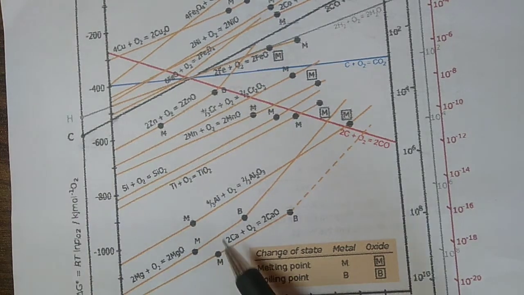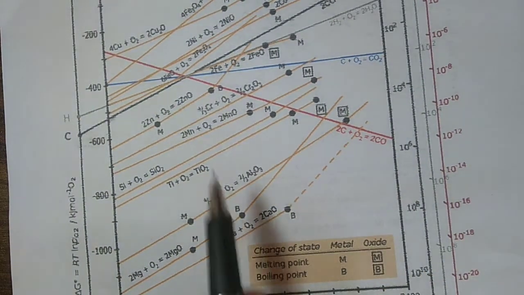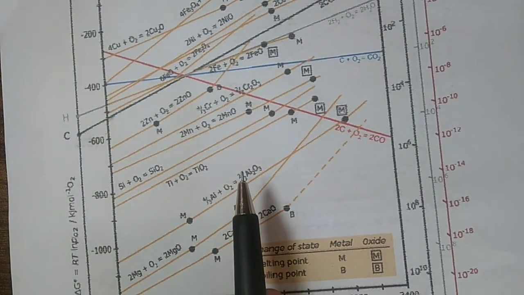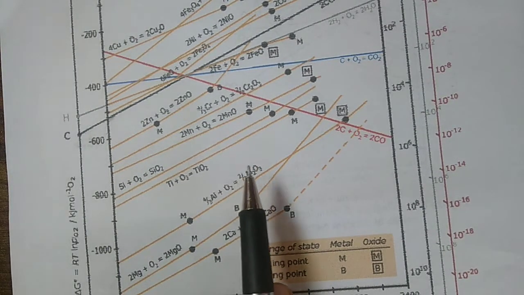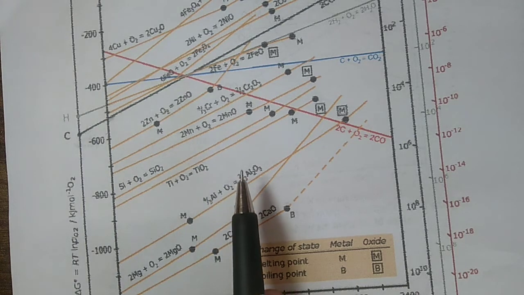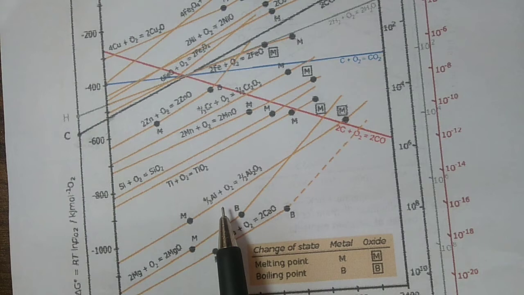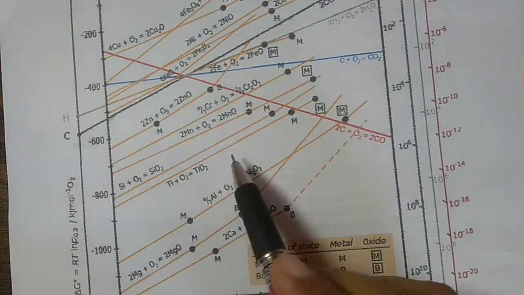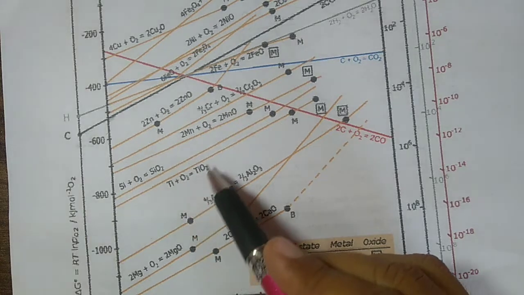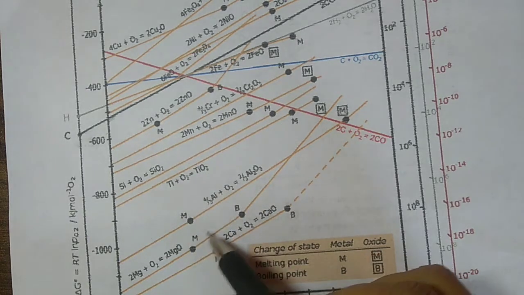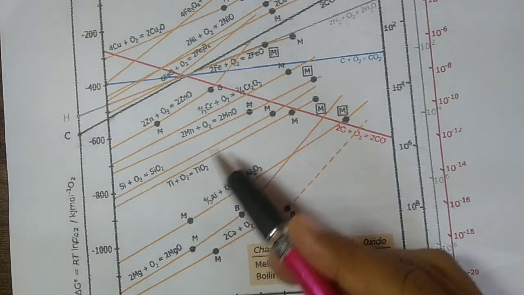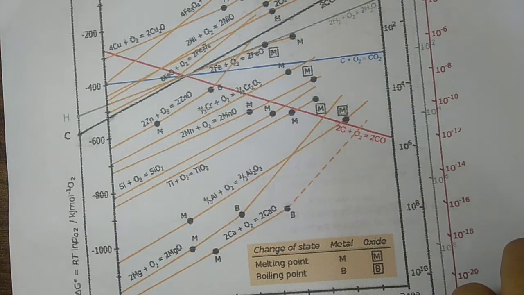Then the next point is that the greater the gap between any two lines, the greater the effectiveness of the reducing agent corresponding to the lower line. Right? What does it mean? The greater the gap, the more efficiently the lower metal can be used as a reducing agent.